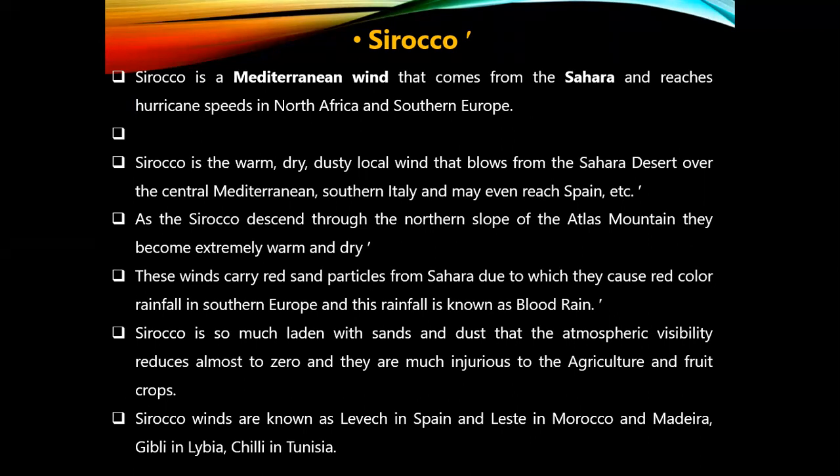As the Sirocco descends through the northern slopes of the Atlas Mountains, it becomes extremely warm and dry. These winds carry red sand particles from the Sahara, due to which they cause red colored rainfall in southern Europe, and this rainfall is known as the blood rain. The Sirocco is so laden with sand and dust that the atmospheric visibility reduces almost to zero, and they are very injurious to agriculture and food crops.